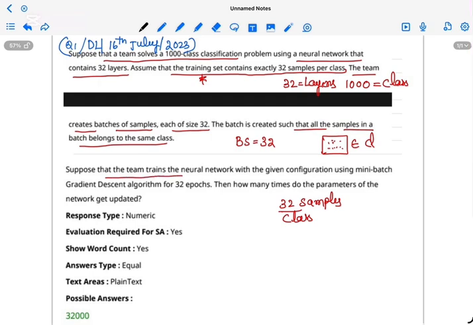Suppose that the team trains the neural network with the given configuration using a mini batch gradient descent algorithm for 32 epochs. How many times do the parameters of the network get updated? So how many times? Iterations.